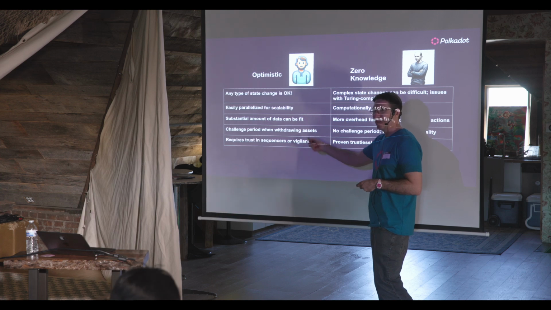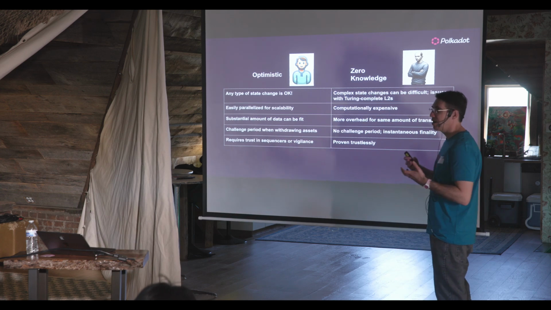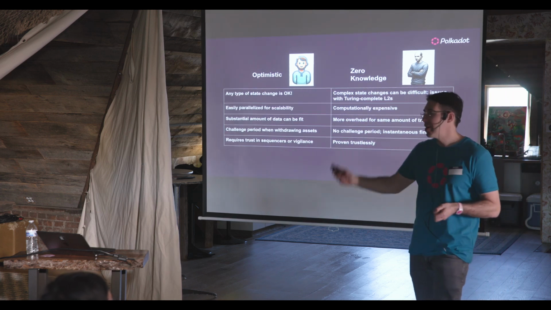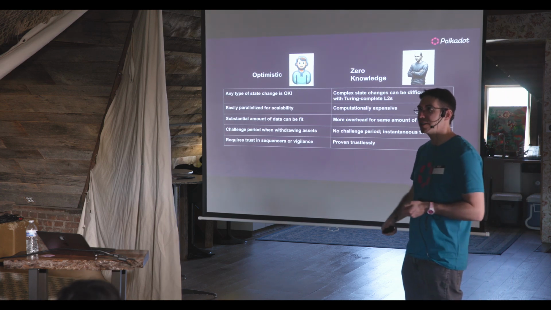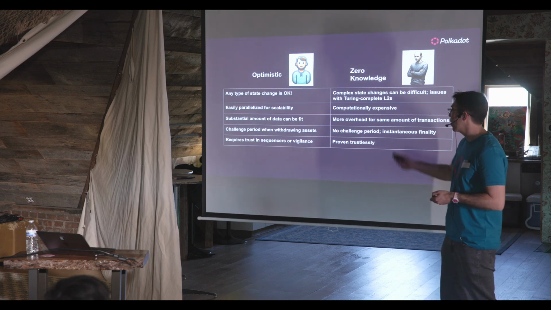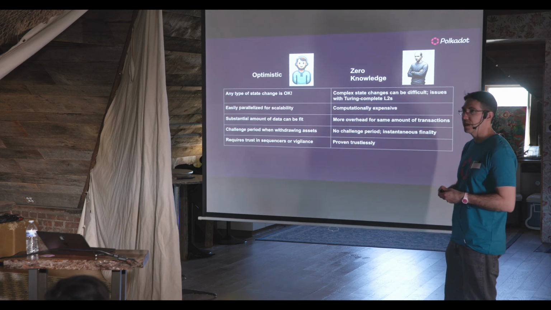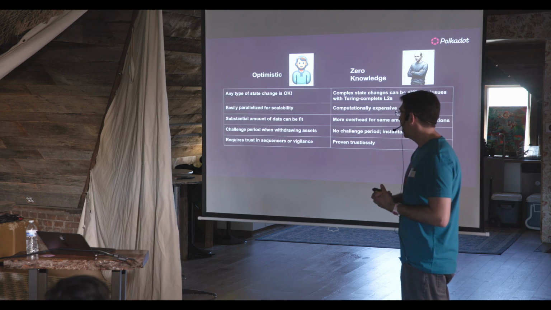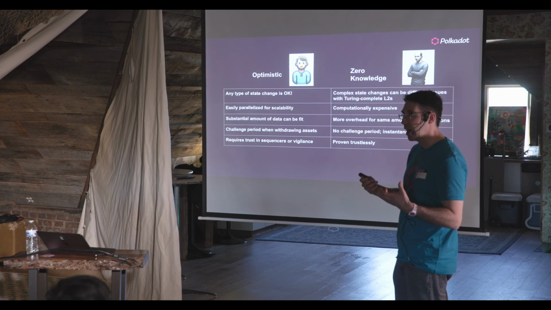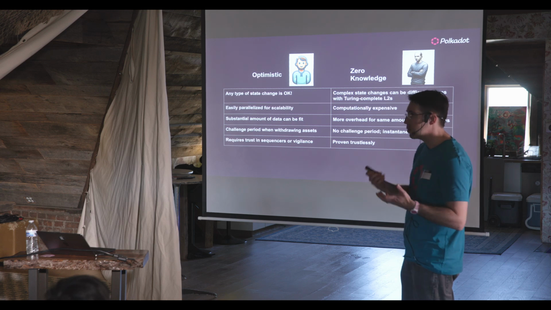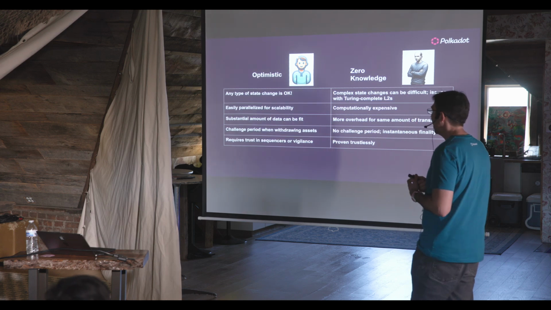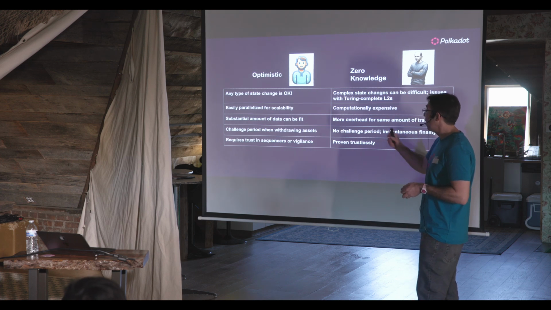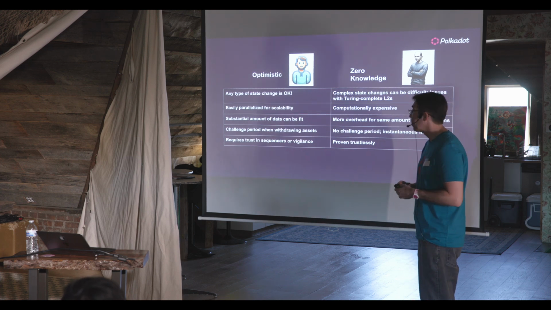Optimistic, because of what we said here, requires either some trust in the sequencers or constant vigilance. Again, my American quote: the price of freedom is constant vigilance. So the price of using an optimistic rollup is constant vigilance. You always assume that somebody is verifying, that someone else can verify what the sequencer is saying is happening, or otherwise there could be consequences. Whereas zero knowledge is proven trustlessly.